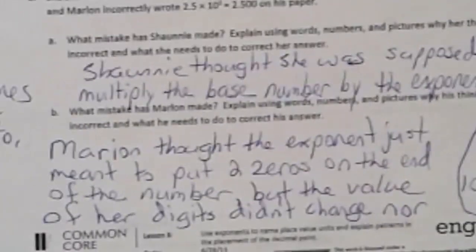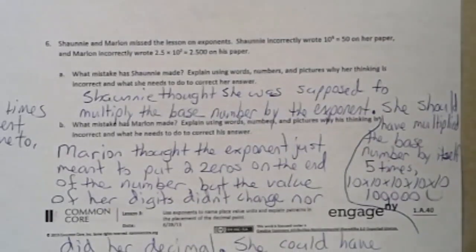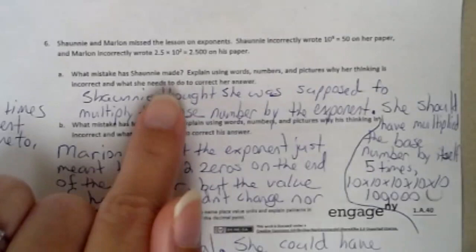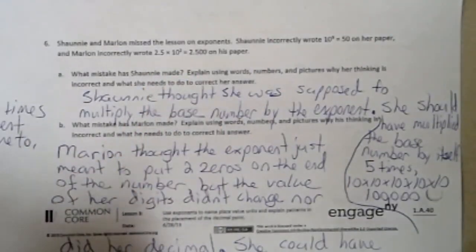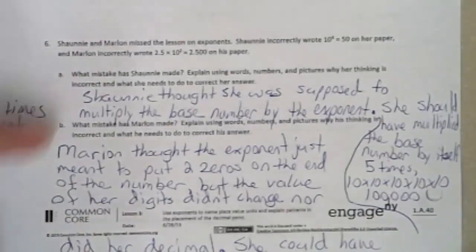We're going to go over a few more of these word problems. So Shawnee and Marlon missed the lesson on exponents, and Shawnee incorrectly writes 10 to the fifth is equal to 50 on her paper, and Marlon incorrectly writes 2.5 times 10 to the second is 2.500 on his paper. And so A and B asked us to explain their mistakes and also to say what they needed to do to correct it.